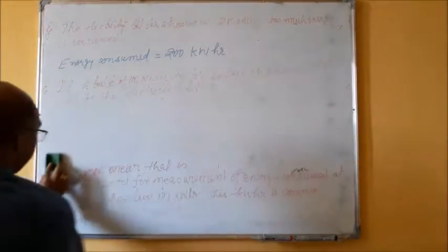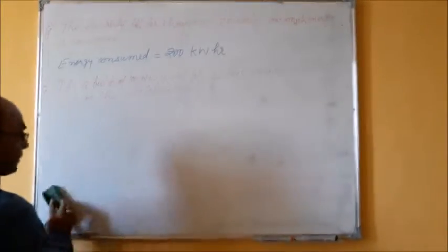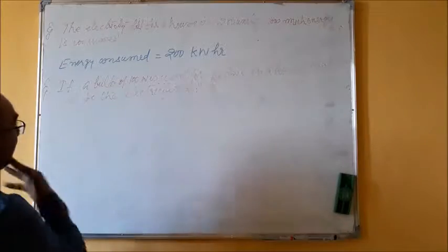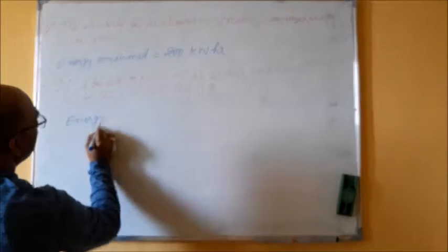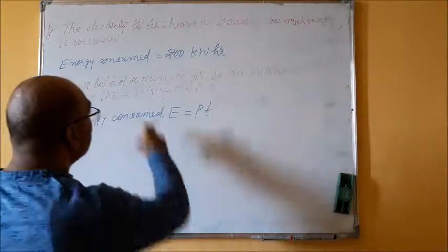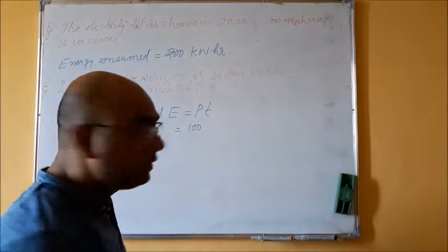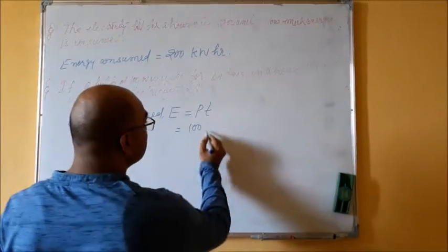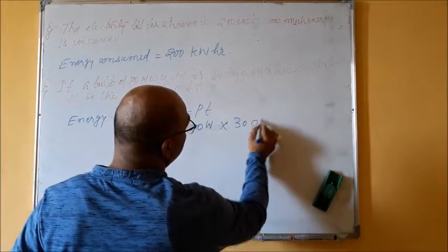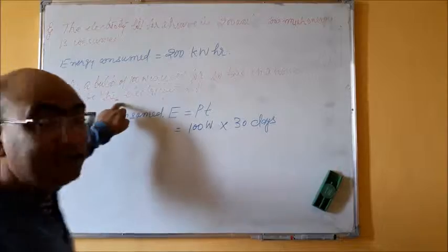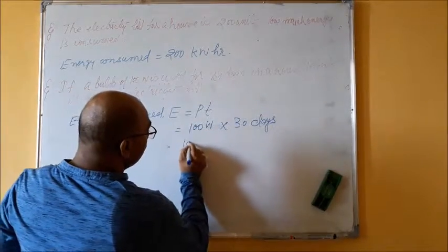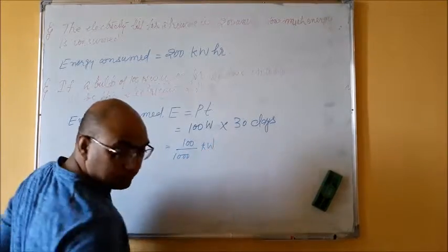Okay, if a bulb of 100 watt is used for 30 days, the energy consumed E is given by P into T, right? So what is the power consumed? 100 watt, right? And for how many days? 30 days. So I'm writing 100 watt and 30 days. I have to calculate the electricity bill in terms of units. What is a unit? Kilowatt hour. So I'll change this watt into kilowatt. 100 upon 1000 will give you kilowatt, right?